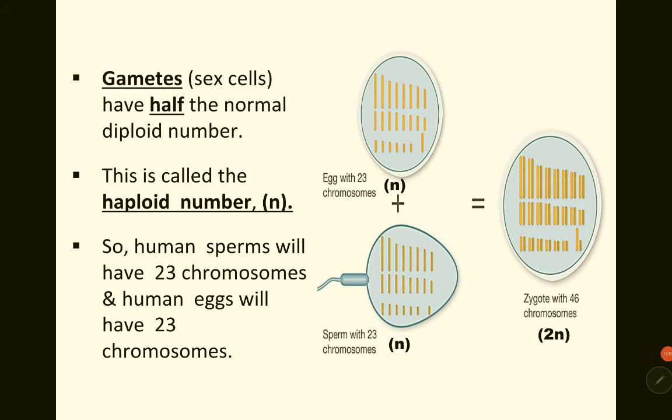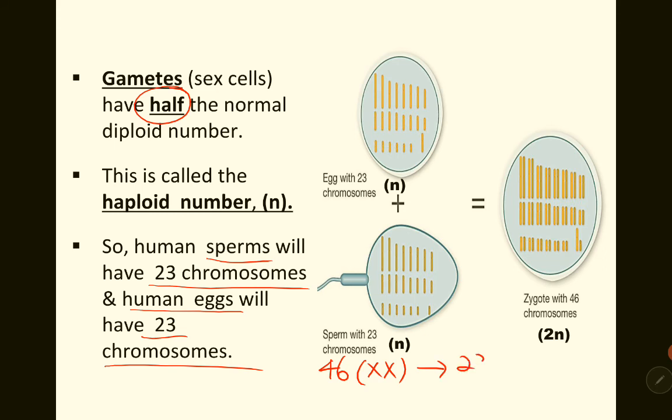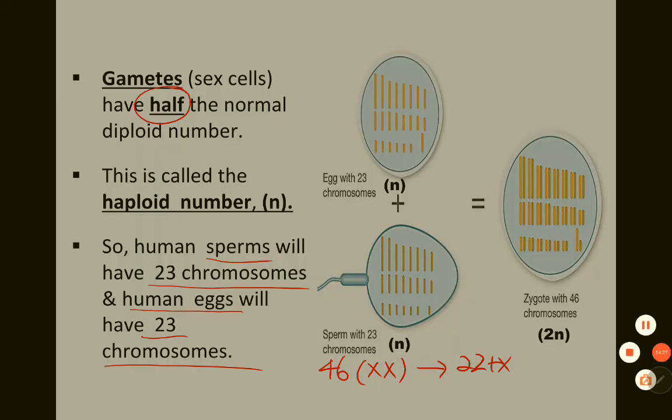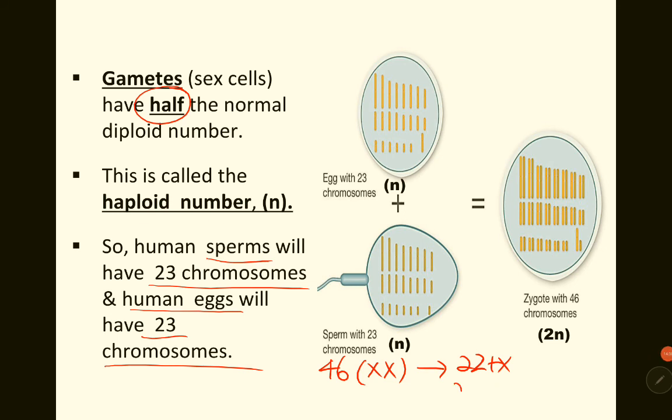When human forms gametes or the sex cell, it is usually half the normal diploid number, which is haploid. So human sperm has 23, human egg has 23. For human egg, all the human egg has the same kind of chromosome because human female 46 chromosome is made up of 44 plus XX. So when it forms the gamete, 22 plus X, another one also 22 plus X, so both are the same.